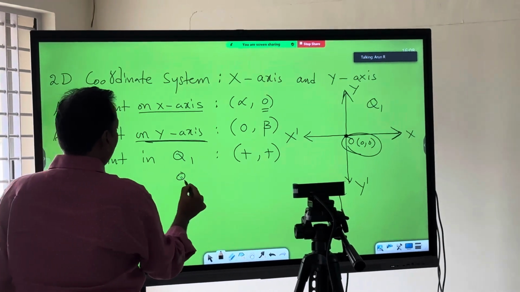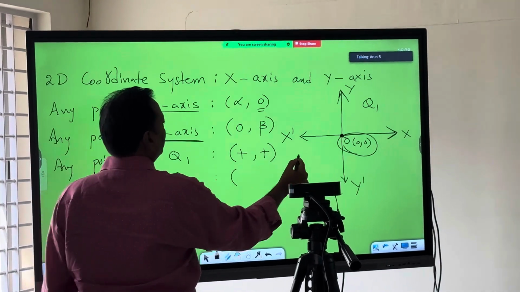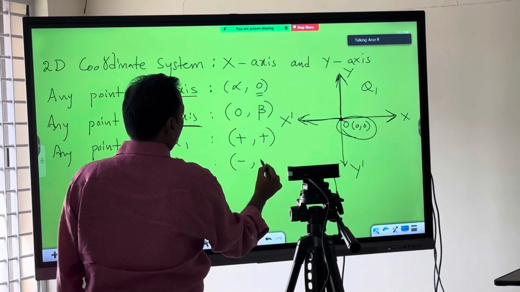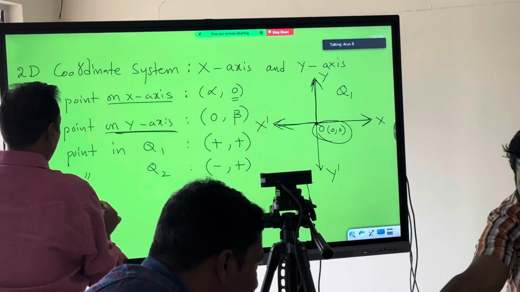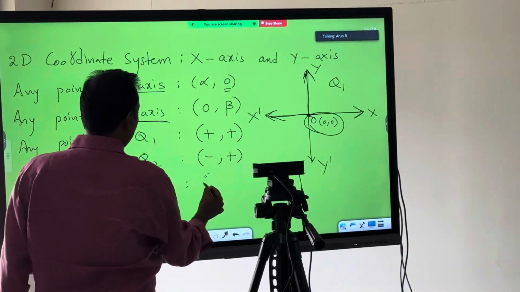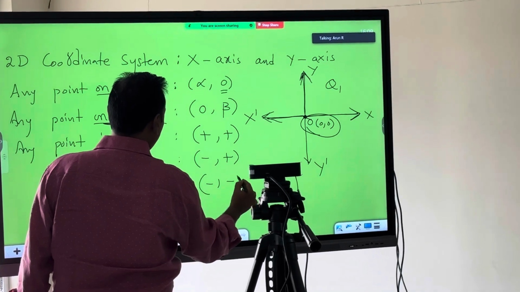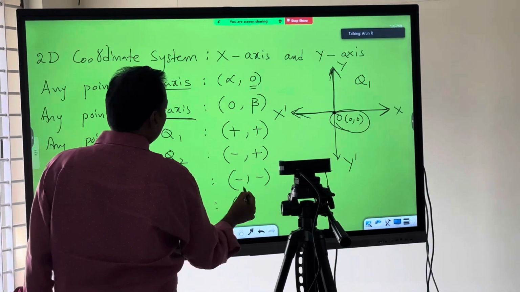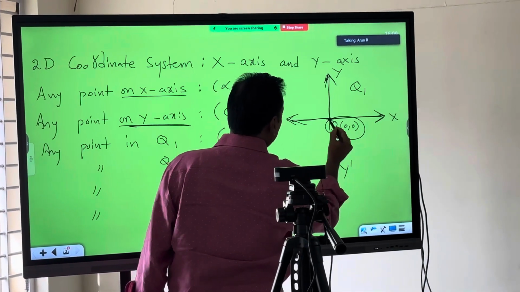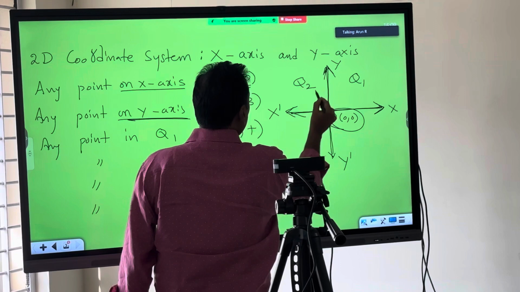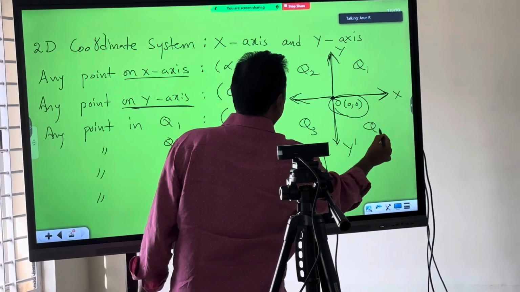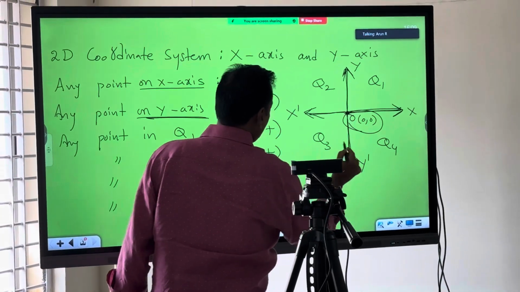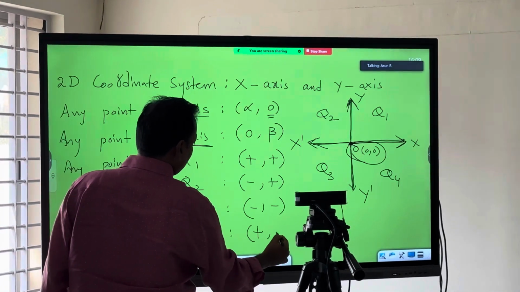Similarly, for the second quadrant, can you tell? Second quadrant means this one: negative x, positive y. Therefore, minus, plus. And if any point lies in the third quadrant, it will be minus and minus. Similarly, for the fourth quadrant, I think you can tell that easily. The fourth quadrant is this space. This is Q1, Q2, Q3 and Q4. In the fourth quadrant, clearly x is positive, y is negative. Therefore, what should I write? Plus, minus.